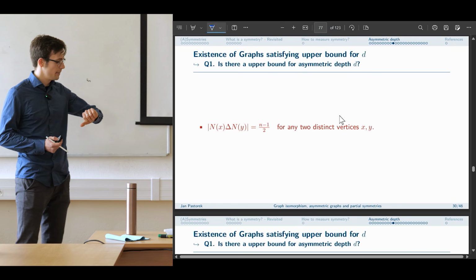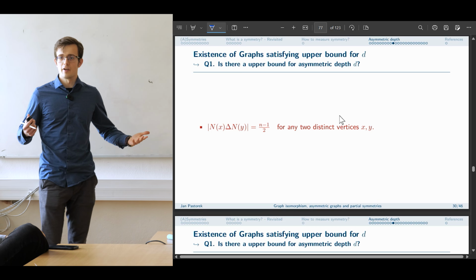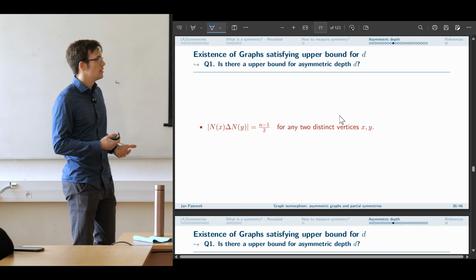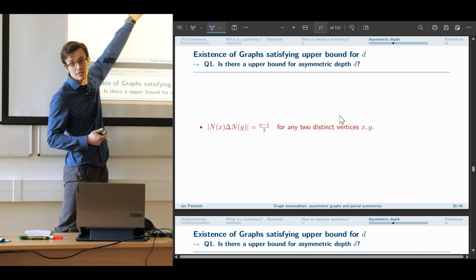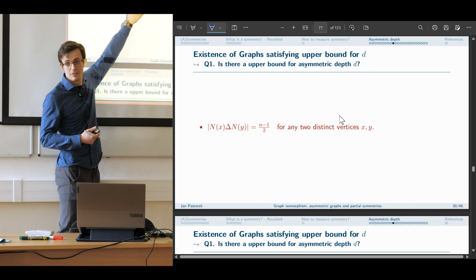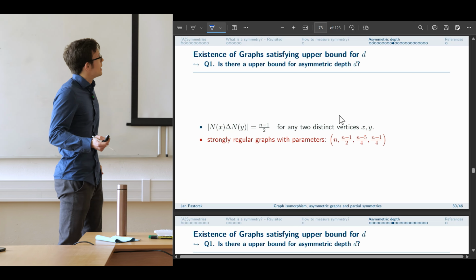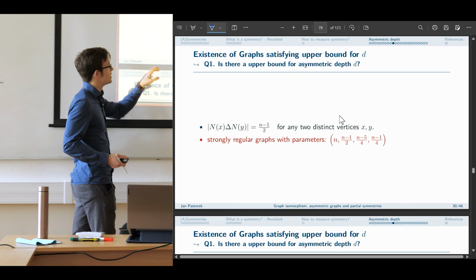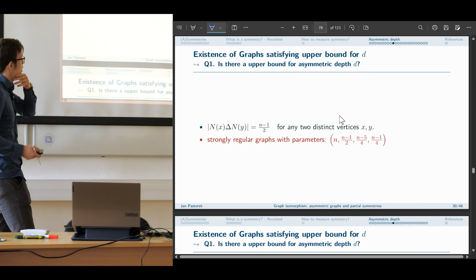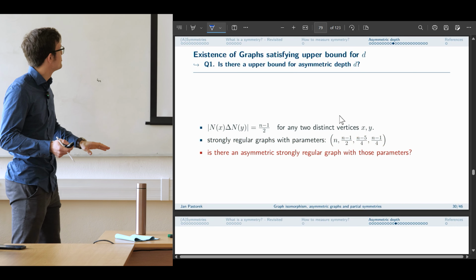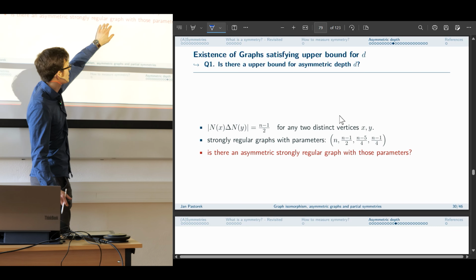All right, so then we want to answer the question whether there exist graphs for any value of asymmetric depth. And we would like to find a graph that attains this bound for any 2 vertices. This would be our best record graph. If we can find this, we know that our upper bound is very good. And as it turns out, possible candidates would have to have these parameters for strongly regular graphs, which is a class of graphs. And the question really boils down to whether there is an asymmetric, strongly regular graph with those parameters.